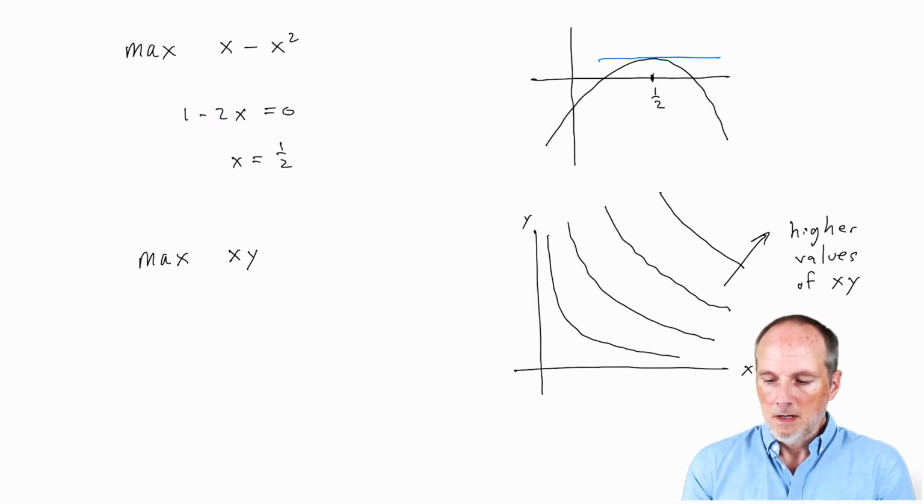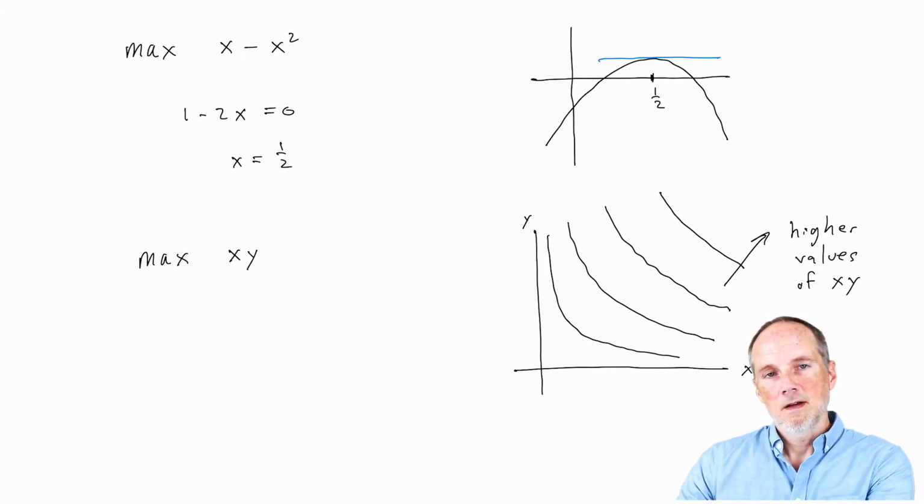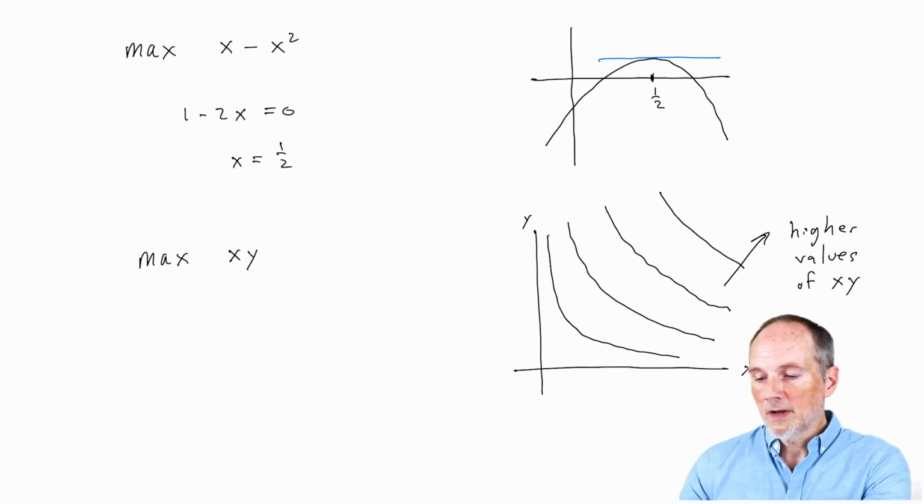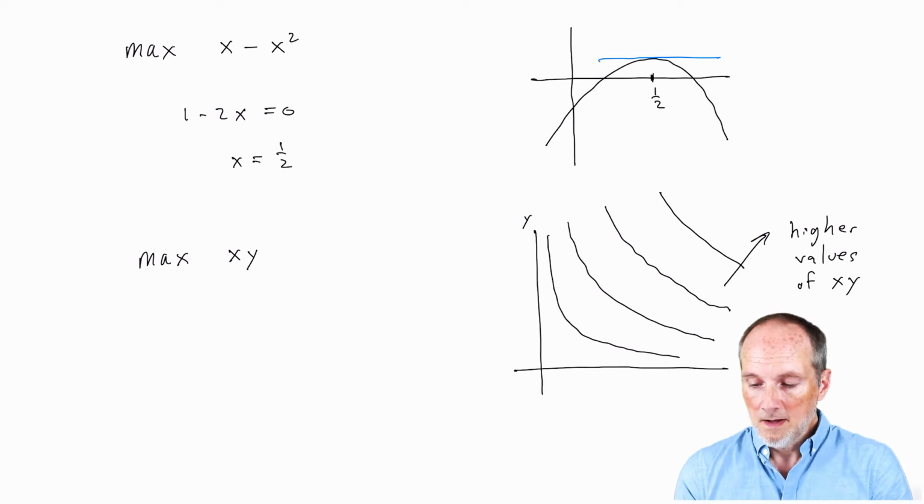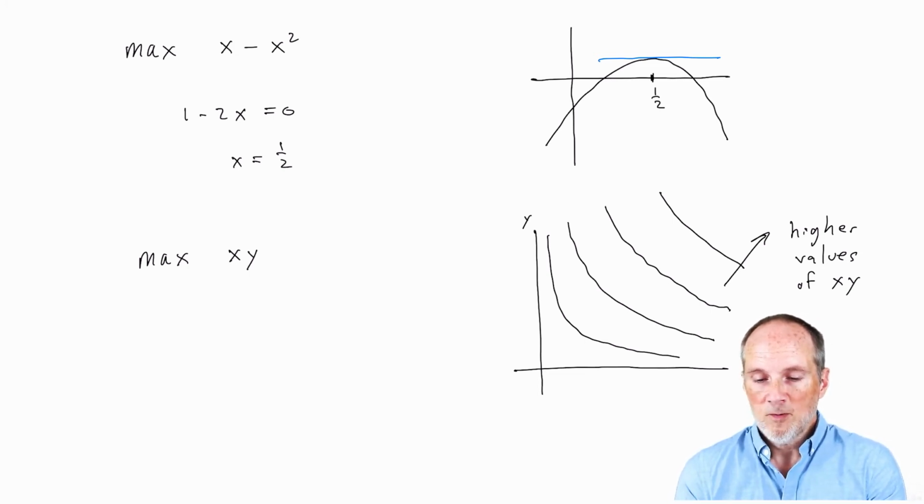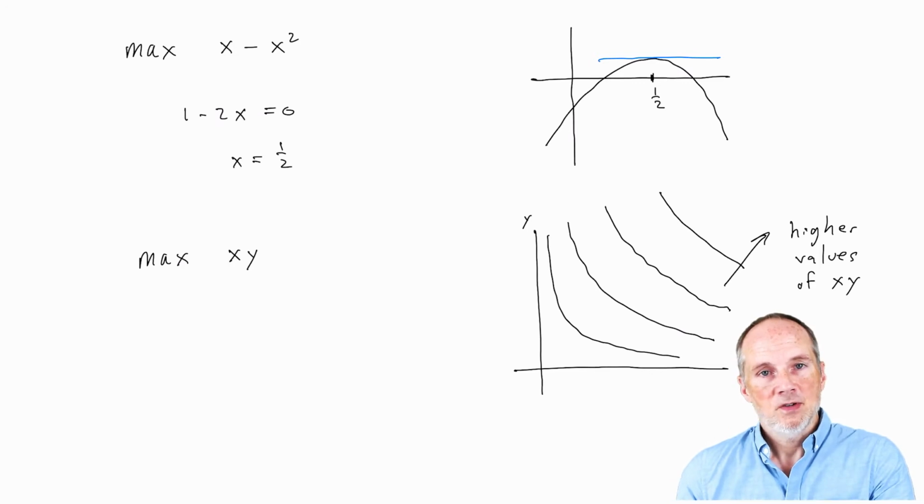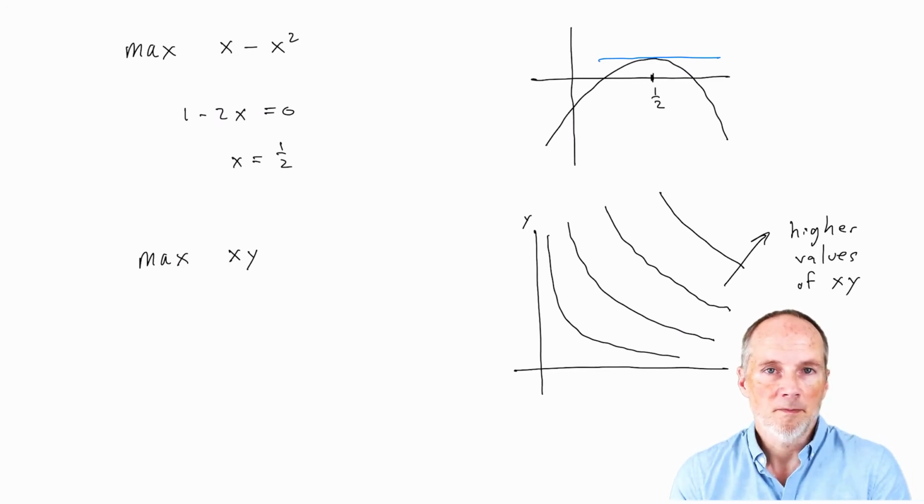Okay, so clearly we can't maximize x times y because we can just keep choosing x and y to be bigger and bigger, and the value of the function gets bigger and bigger. So that's not a problem that we really think about much. On the other hand, though, there are problems that come up where you can't just keep choosing x and y bigger and bigger because there's some constraint on the problem.